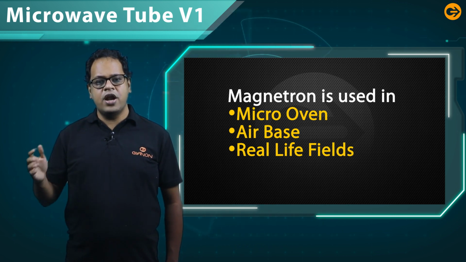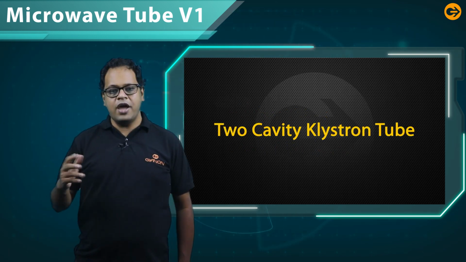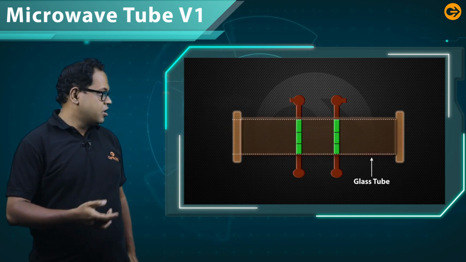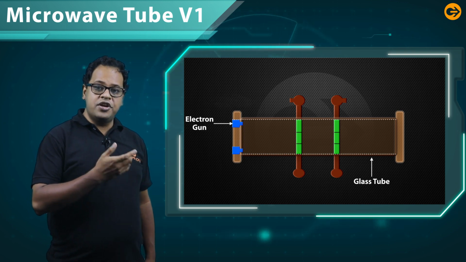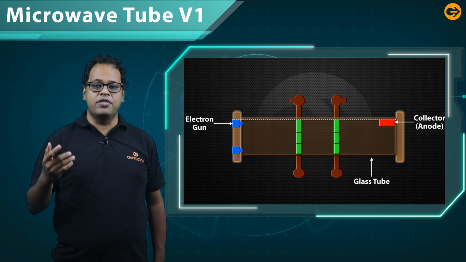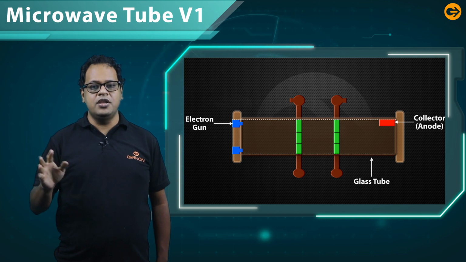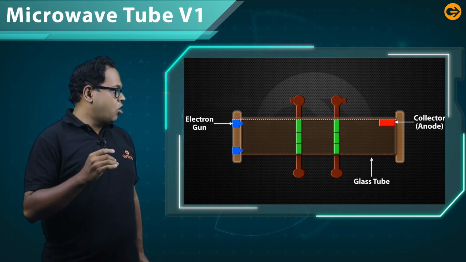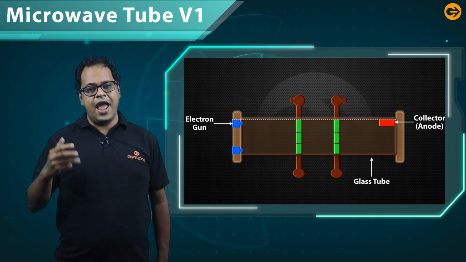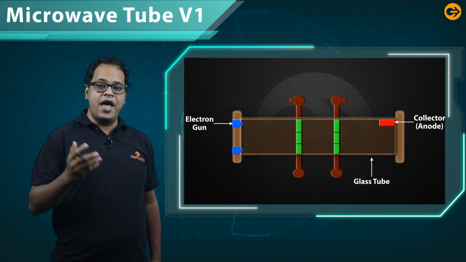Now, today we are going to discuss the two-cavity klystron first. Two-cavity klystron tube is basically made of glass material. Here, one electron gun is used to generate the electrons and a collector, that is the anode, is used to collect those electrons. Here two cavities are used, that's why the name is two-cavity klystron tube. This kind of device can generate electrons as well as amplify them. The distance between the two cavities is known as drift space.